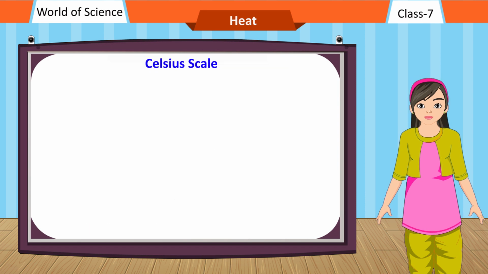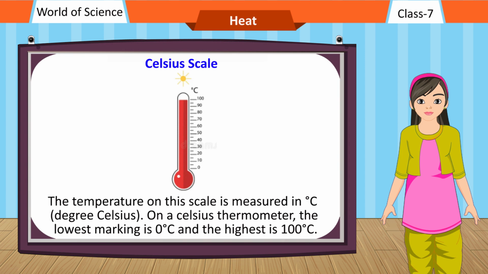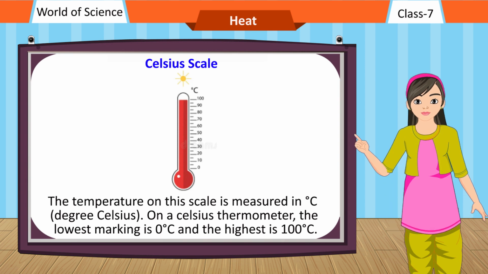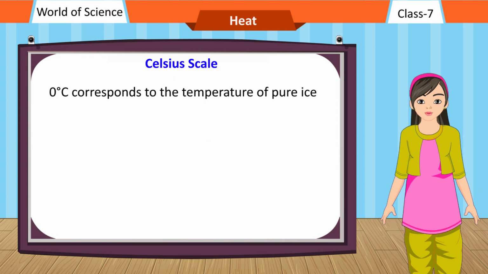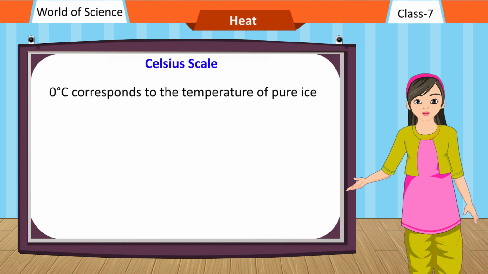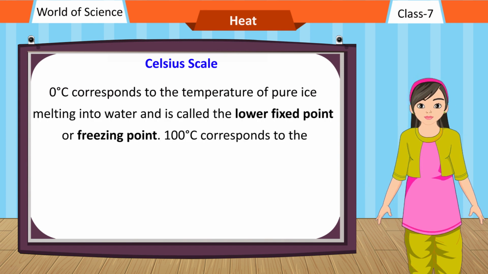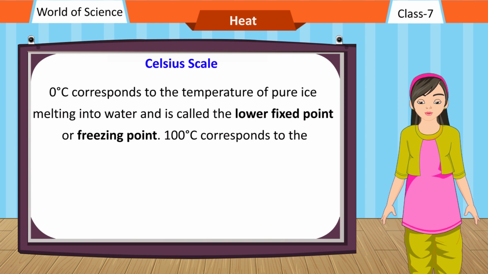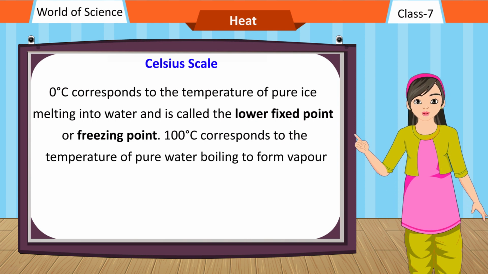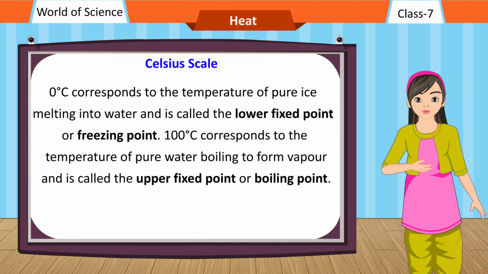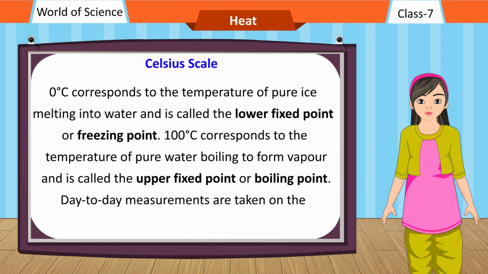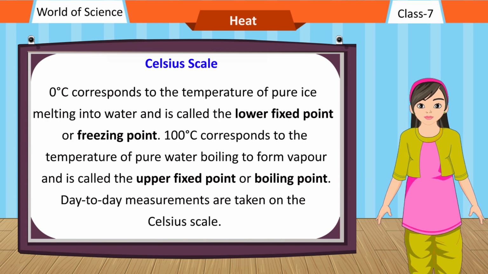Celsius scale. The temperature on this scale is measured in degrees Celsius. On a Celsius thermometer, the lowest marking is 0 degrees Celsius and the highest is 100 degrees Celsius. 0 degrees Celsius corresponds to the temperature of pure ice melting into water and is called the lower fixed point or freezing point. 100 degrees Celsius corresponds to the temperature of pure water boiling to form vapor and is called the upper fixed point or boiling point. Day-to-day measurements are taken on the Celsius scale.